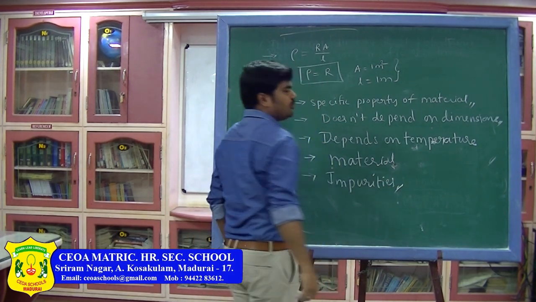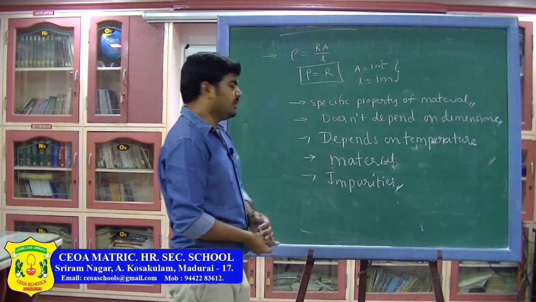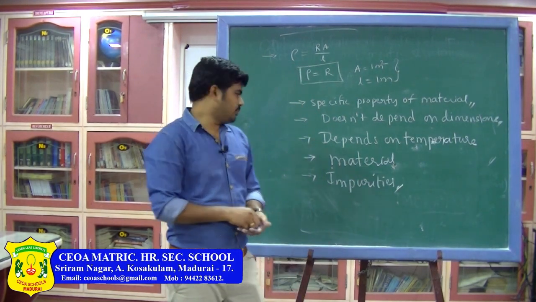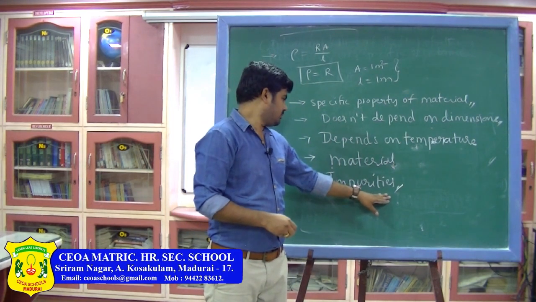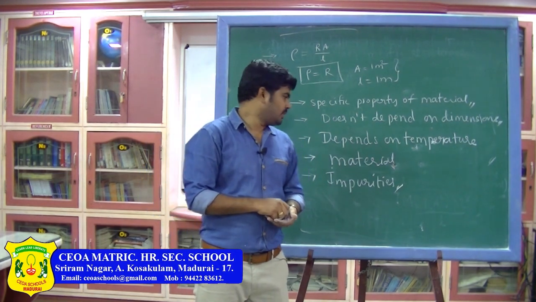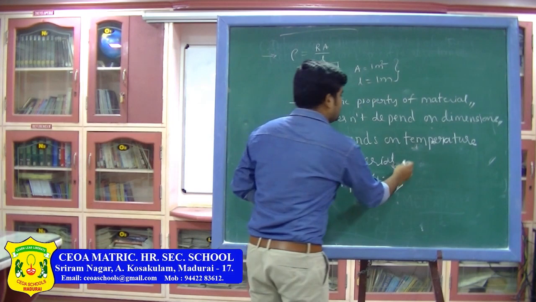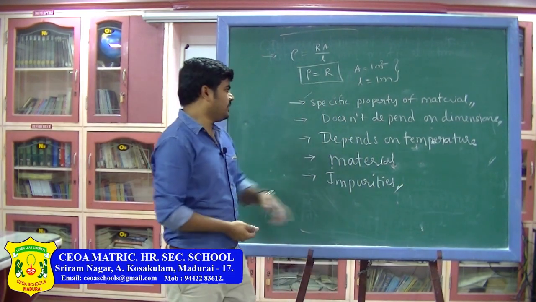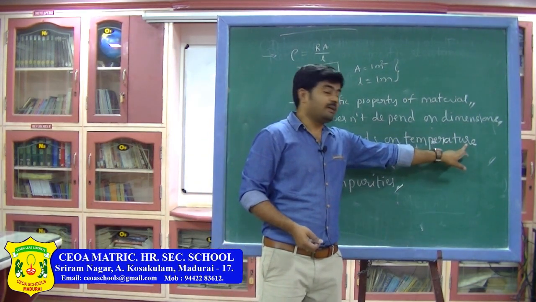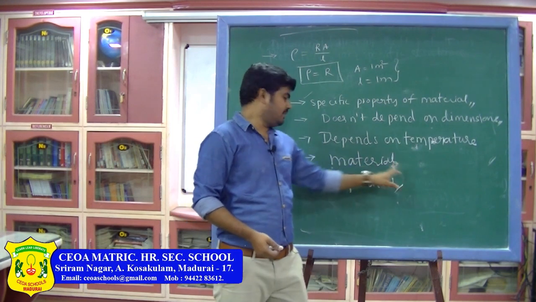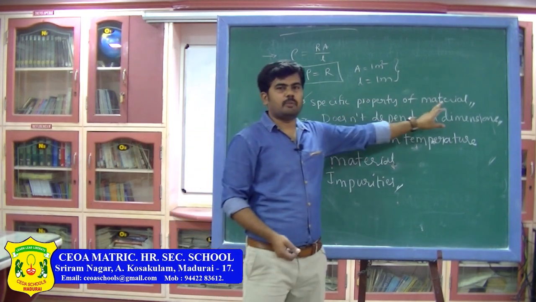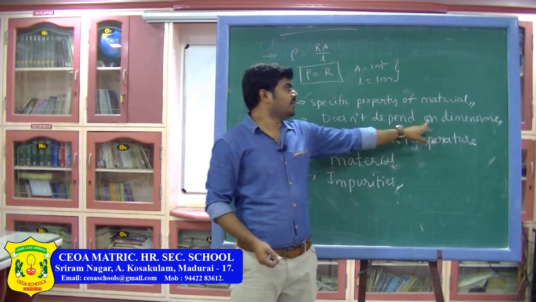That means by adding some impurities to the pure material, we can increase or decrease the electrical resistivity of the material. We will discuss more on this topic, that is adding impurities, in the semiconductors chapter, that is the doping concept. So, these are the three things that electrical resistivity depends on: temperature, the material, and the impurities present in the material. And remember, it is a specific property of the material, and it does not depend on dimensions.